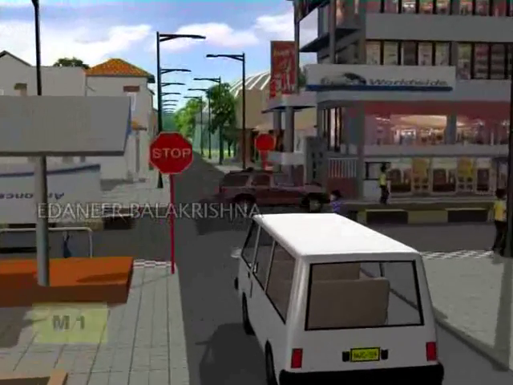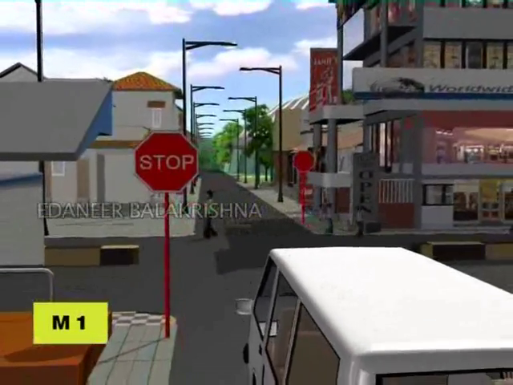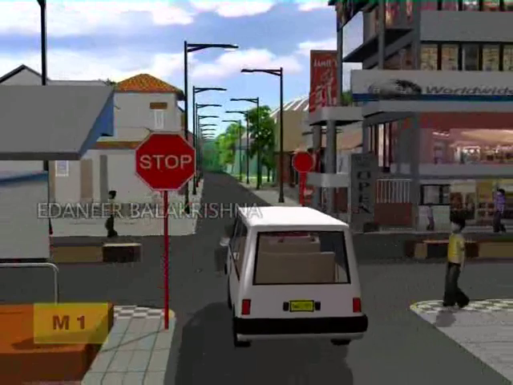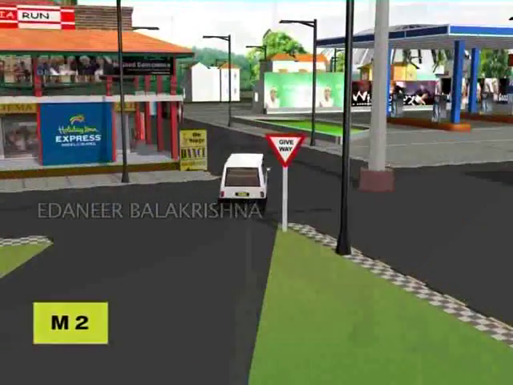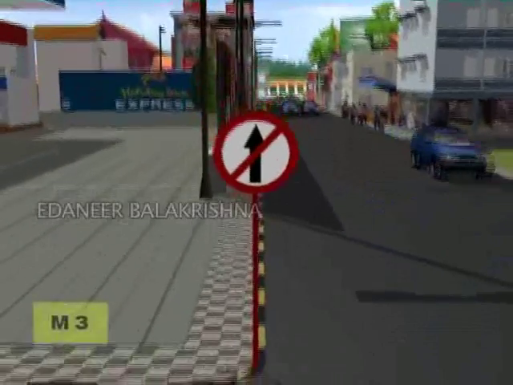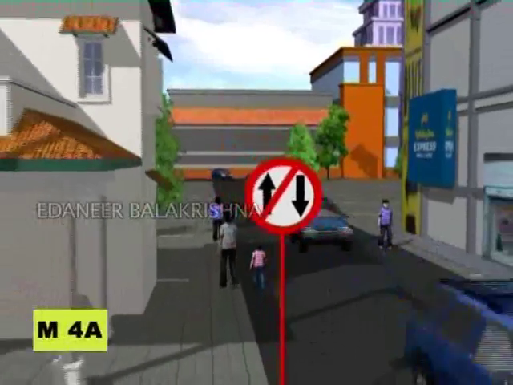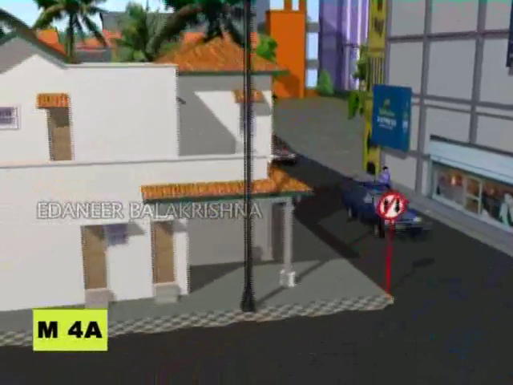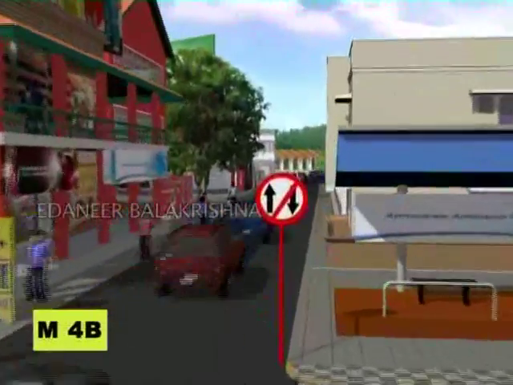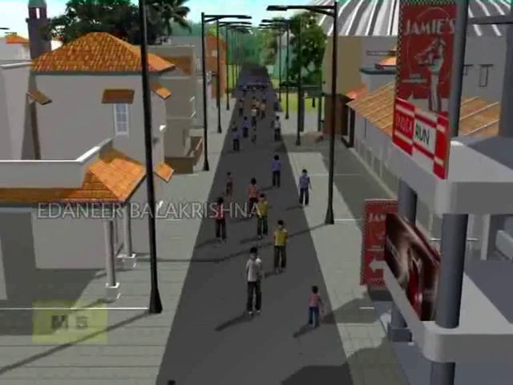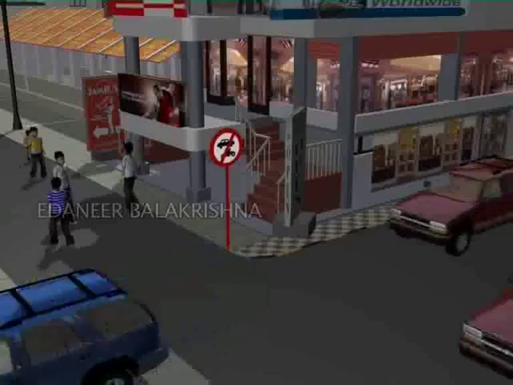M1. Stop your vehicle, look to your left and right, and proceed after ensuring that it is safe to do so. M2. Give way to other vehicles having the right of way. M3. No entry. You must not enter the road. M4A and 4B. These signs are placed on one-way streets to facilitate smooth flow of traffic. M5. Entry of vehicles prohibited from both sides.